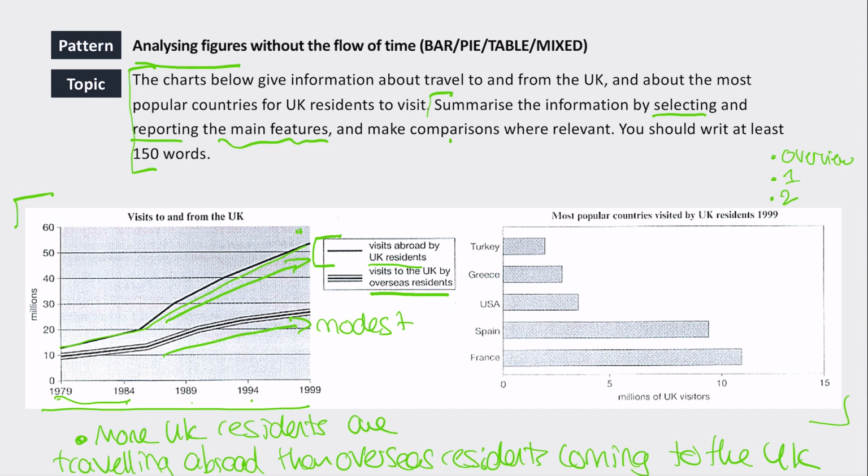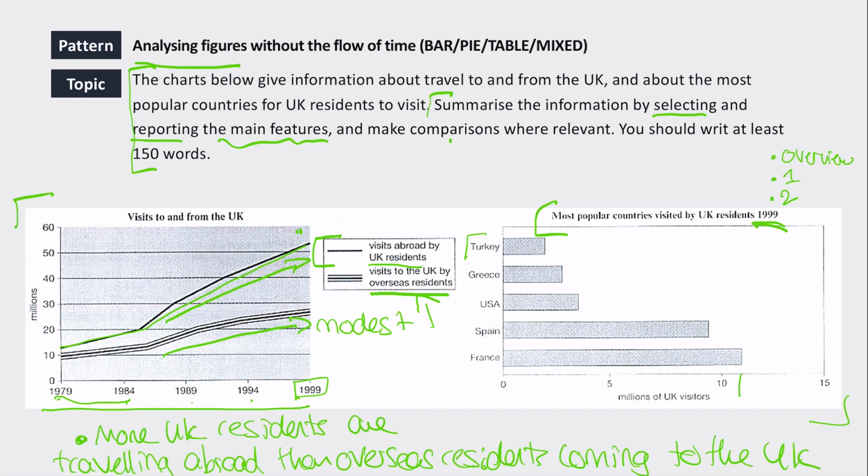But then when we look at this one, it's just 1999, so the most popular countries visited by the UK. What would be good is to have a chart also showing popular countries that came to visit the UK so we could compare. But all you can really say about this is France is the most popular country and Turkey is the least popular country. There's not really a good trend or comparison that you can do here. So I feel for this candidate, that's quite a tricky one to do.